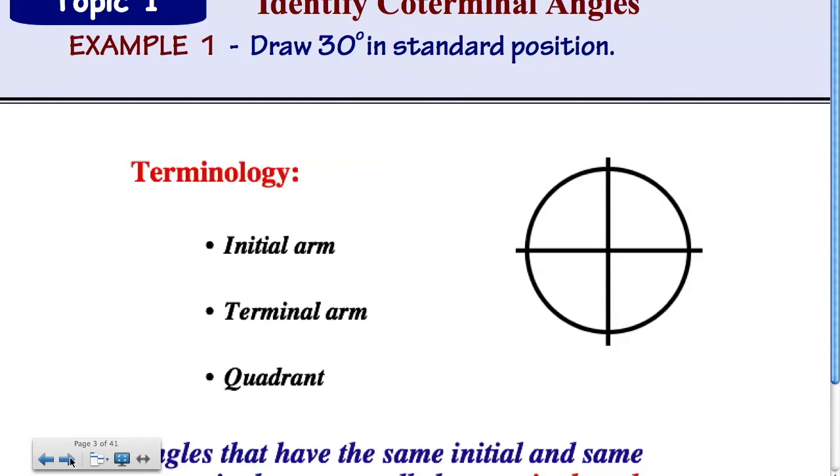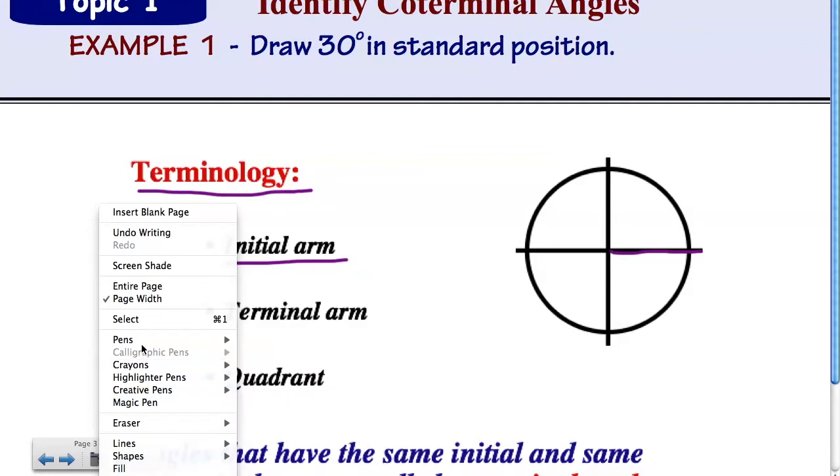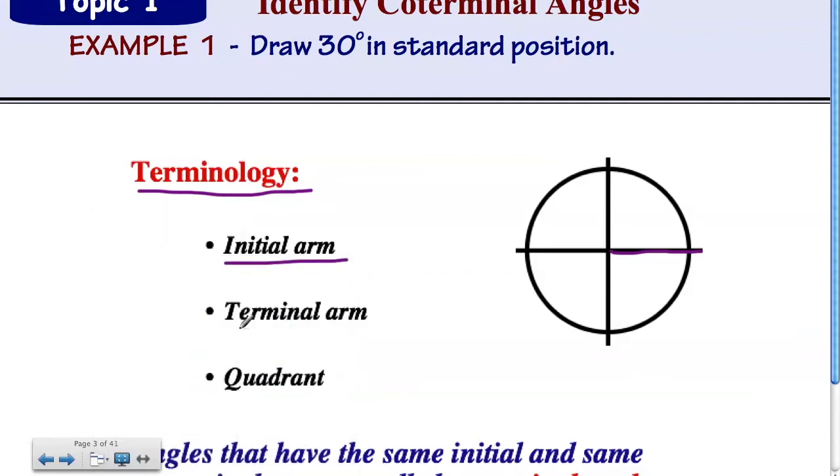All right, topic 1, identifying coterminal angles. Let's just go through some terminology here. The first thing you need to know is, what is an initial arm? An initial arm is a line, or an arm, that goes from 0 degrees right along the x-axis. So that purple line is what we call an initial arm. It's at 0 degrees.